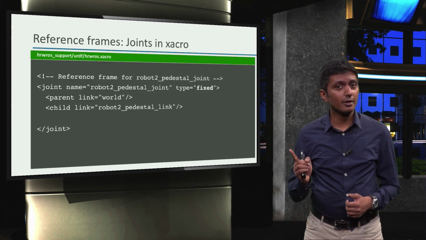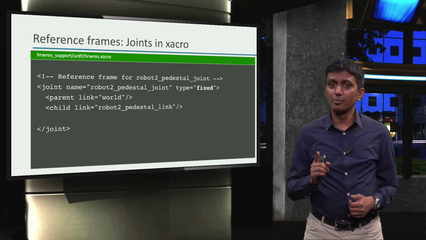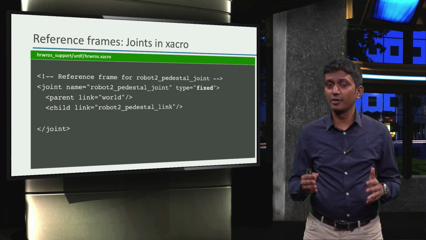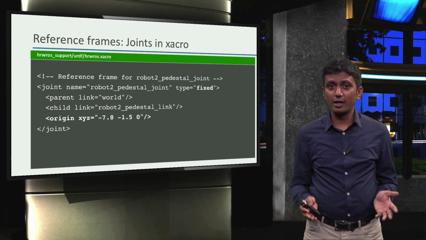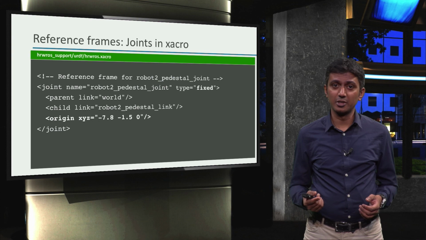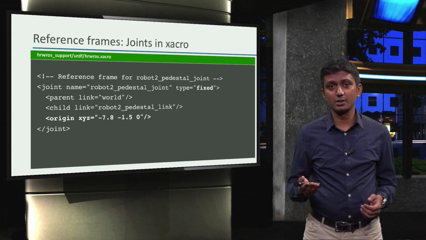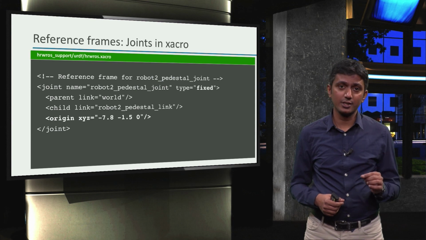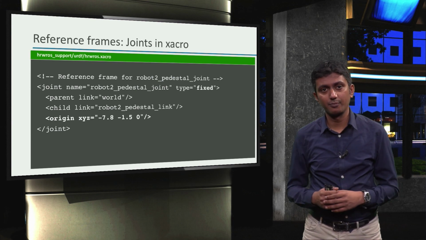Remember week 2 again? When you first added the box geometry for the pedestal, it was at an incorrect location and stuck halfway in the floor, and the origin tag of the joint element was modified to move the pedestal to the correct location. This origin tag is what defines where the TF frames are placed.